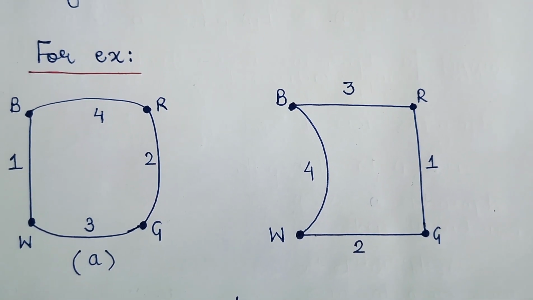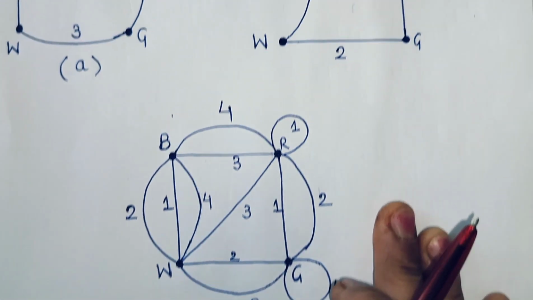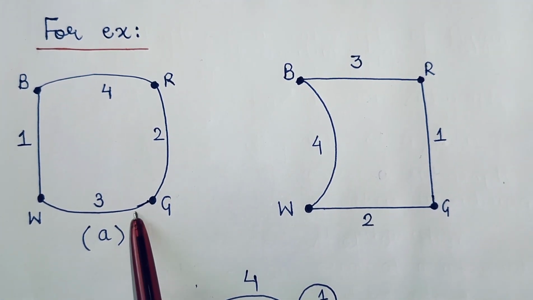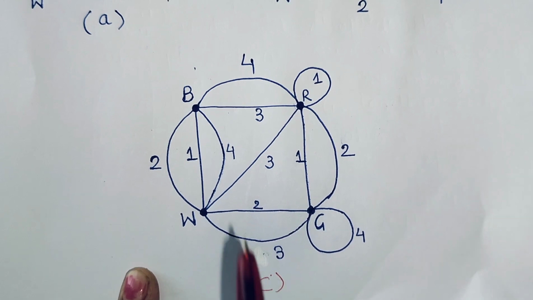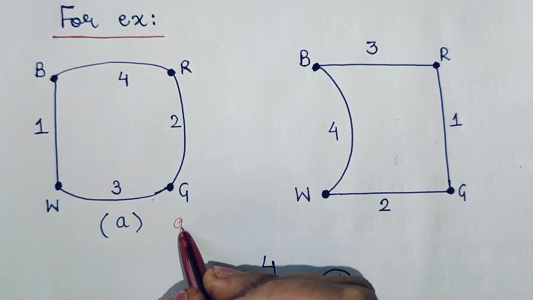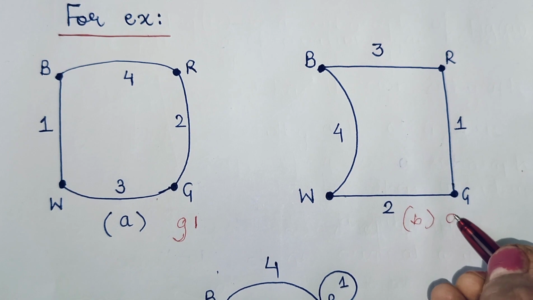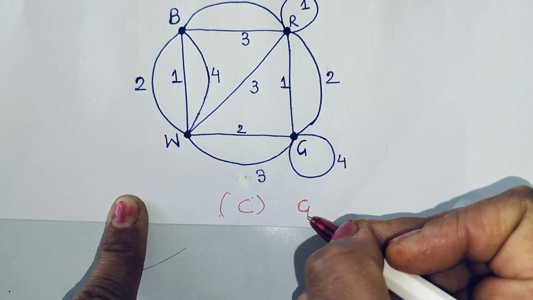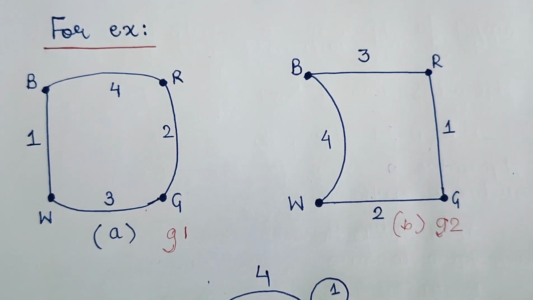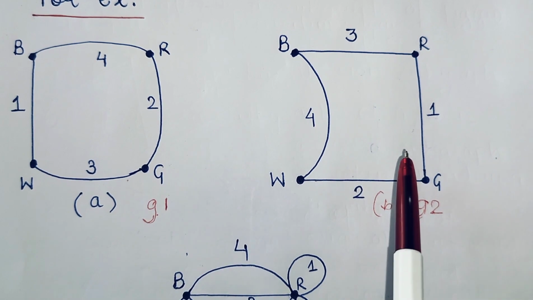Now you consider these two graphs, the graph in figure A and the graph in figure B, and then there is a graph in figure C. The graphs in figure A and figure B are subgraphs of the graph in figure C. So I can say that the graph in figure A is G1, the graph in figure B is G2, and the graph in figure C is capital G. So as per the definition, we have to prove that G1 and G2, which are subgraphs of capital G, do not have any edge in common.